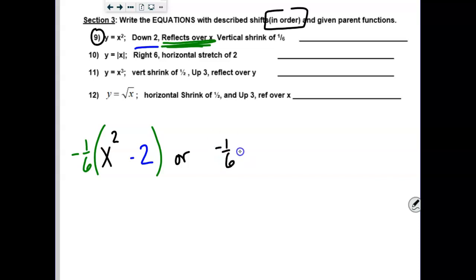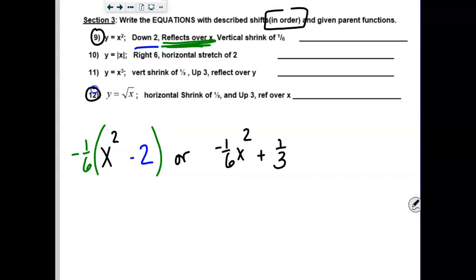Could we say, yeah, we could distribute it? I don't know why you'd want to, but you could. You sure could. So either one of these functions, if we type them into y1 and y2, they're going to give you the same transformations, the same function back again. That's why these are kind of hard for kids, because order does matter.